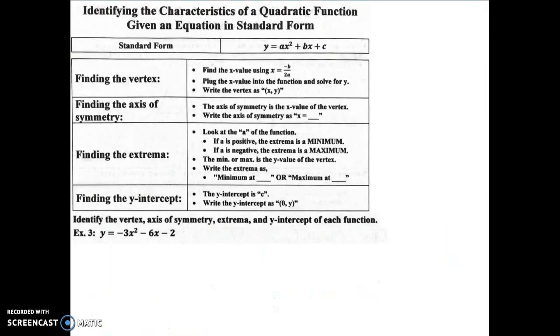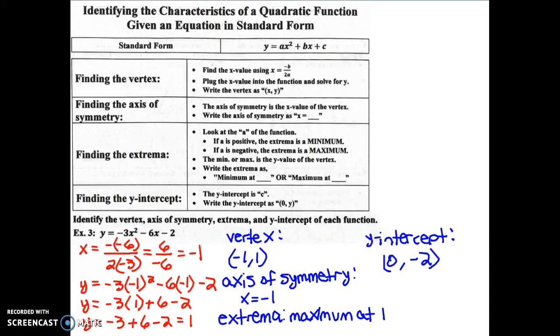For example 3, we're going to do the exact same thing we did for example 2. So go ahead and pause the video, try it out, press play when you're ready to see if you got it right. For example 3, you should have gotten that the vertex was negative 1, 1. The axis of symmetry, x equals negative 1. The extrema is a maximum at 1. And for the y-intercept, it is 0, negative 2.